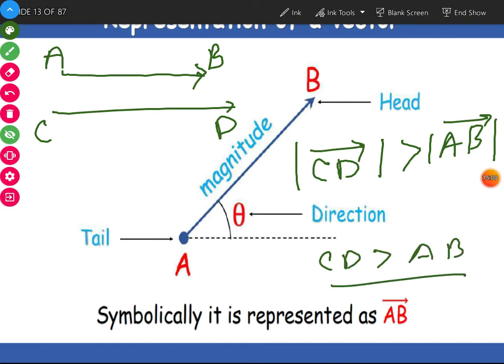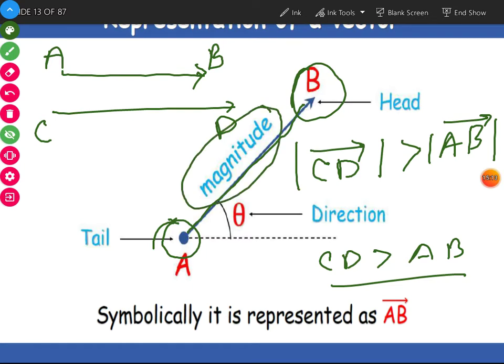So remember this. This is the tail, this is the head, where the arrow sign is located, that is called the head, and the length of this vector represents the magnitude of the vector, and symbolically it is represented as vector AB.